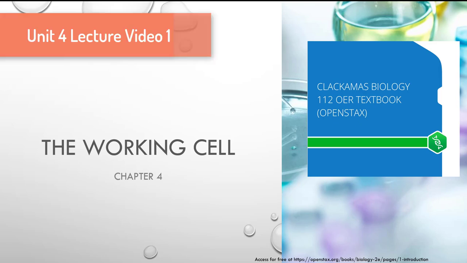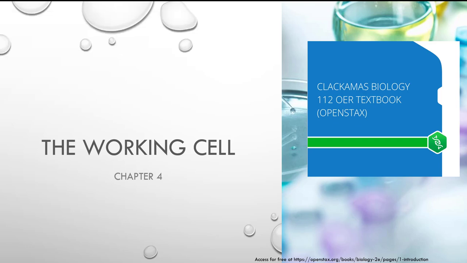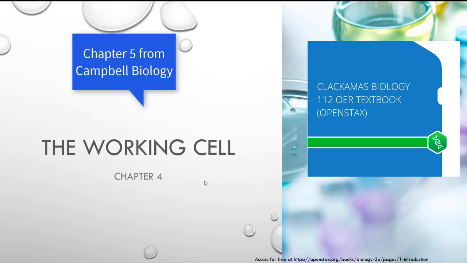Welcome back, everyone. So we are right in topic 4. We're going to continue on with the plasma membrane this week. We're going to take a closer look at how that plasma membrane is semi-permeable, so it allows certain things into the cell and out of the cell. This is chapter 4 in our OpenStax textbook. If you're using the Campbell Biology textbook, it would be chapter 5.